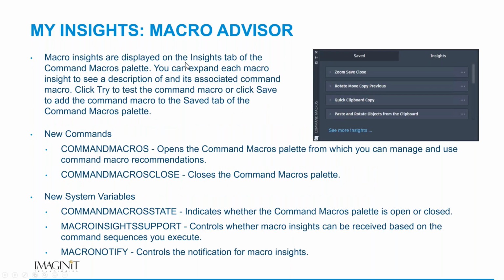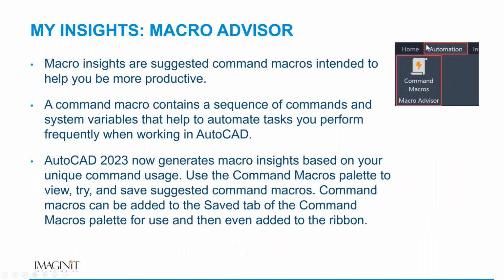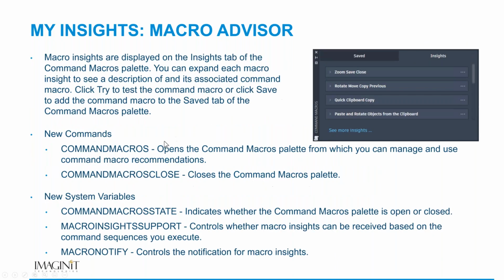So the Macro Insights tab here, and we'll talk about where we find that. Actually, that was on the previous slide. We find that under the Automation tab, and there's Command Macros. It opens up another palette. You can expand each macro insight, so you can see zoom, save, close, rotate, move, copy, previous, quick clipboard copy, paste and rotate objects from clipboard, things like that.